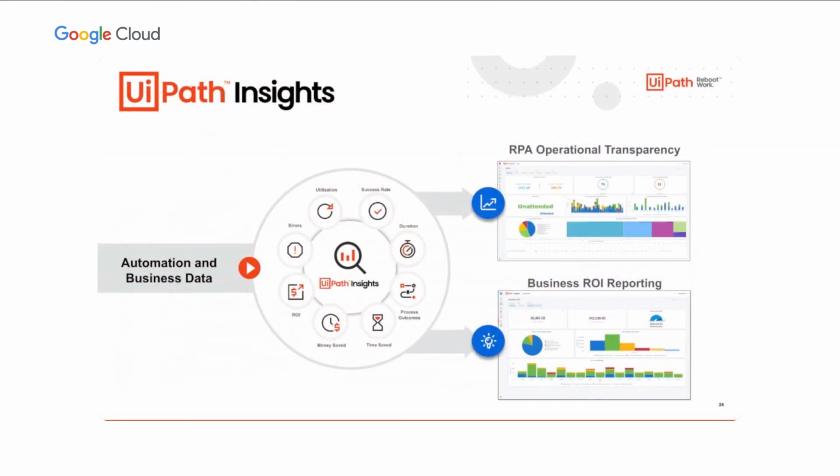And so we created Insights. When I think about the types of data that UiPath produces, there's kind of two main categories. There's automation data. So you can think about that as things like, how many times did my robots run this week? What was the success rate of my automations? How long did those processes take?